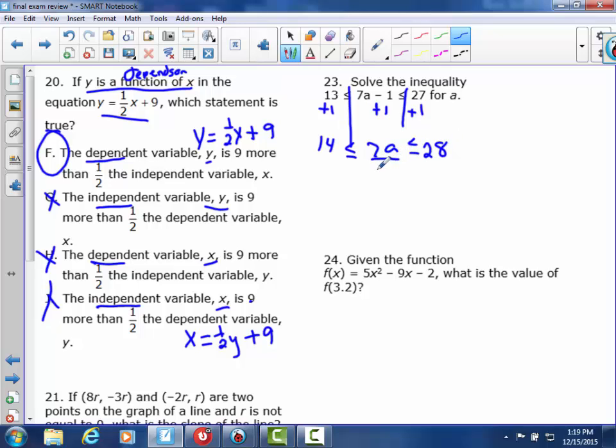Then to have a completely isolated, we would divide by the 7. So we divide each section by 7, and we get 2 is less than or equal to a, which is less than or equal to 4.